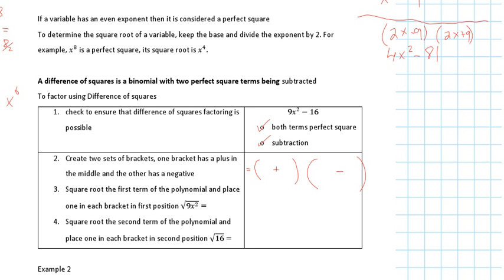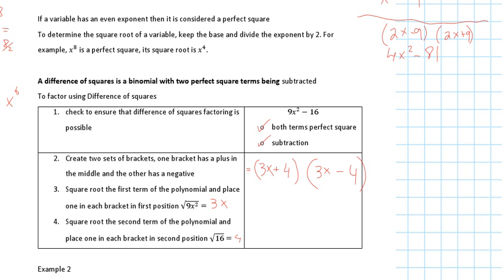Then, you're going to square root the first term. What's the square root of 9x squared? 3x. So, you're going to square root your first term, and you're going to put it in the first spot in both brackets. Okay? Then, you're going to square root your second term. The square root of 16 is 4. And then you're going to put it in the second spot. So you're going to end up with two binomials. They look the same, except one is a positive, the other one is a negative.